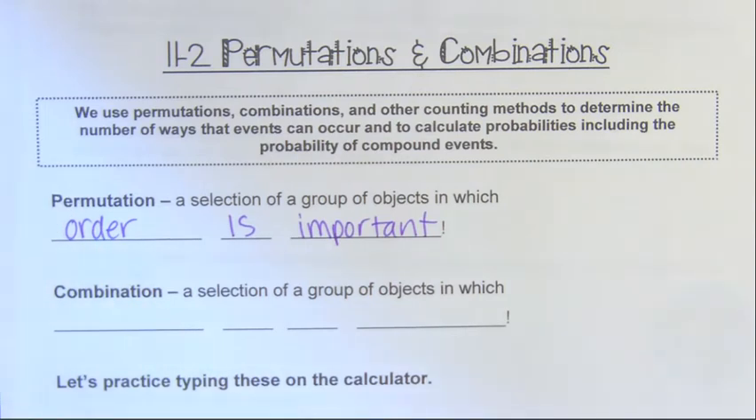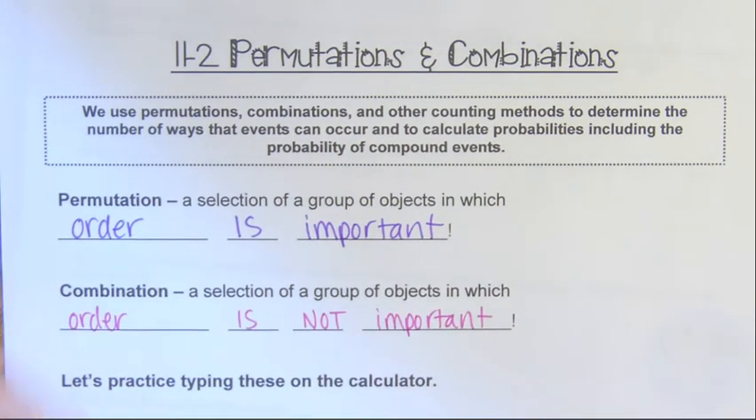A combination is a selection of a group of objects in which order is not important. So if this is just a group of something and we don't care about the order, we're going to say it's a combination. If the order is important, it's a permutation.